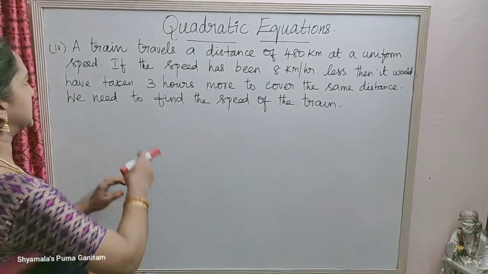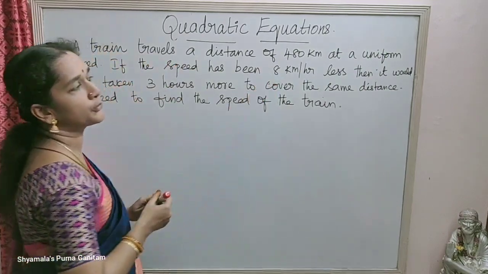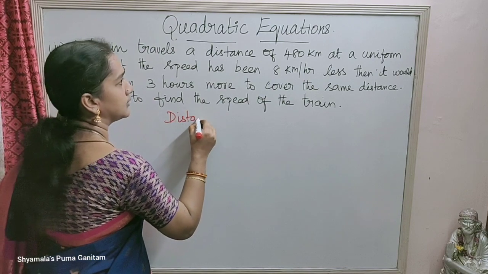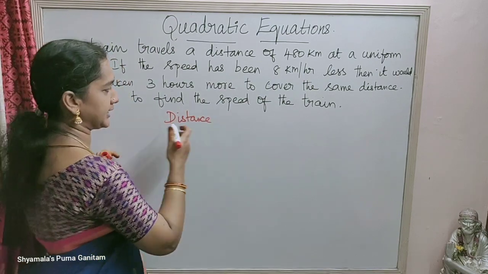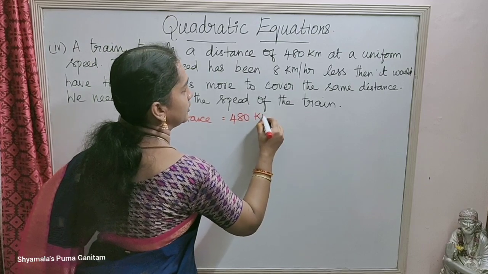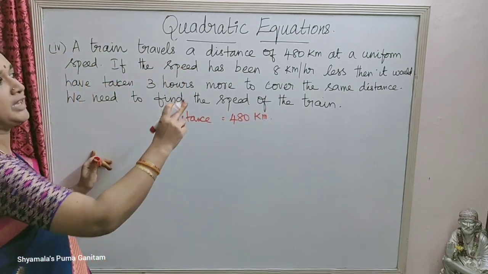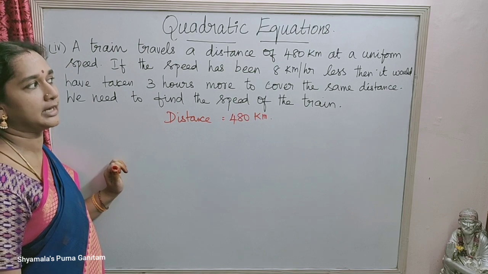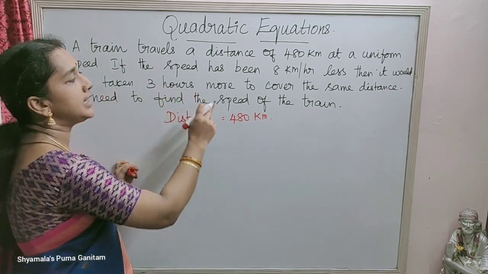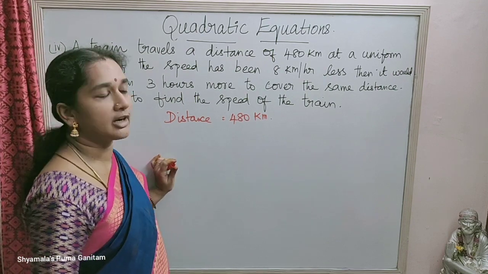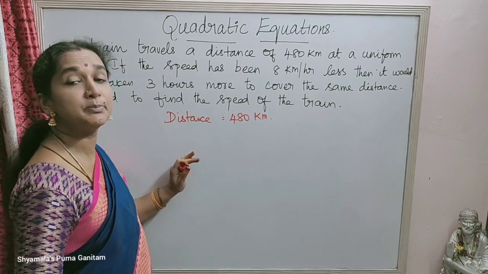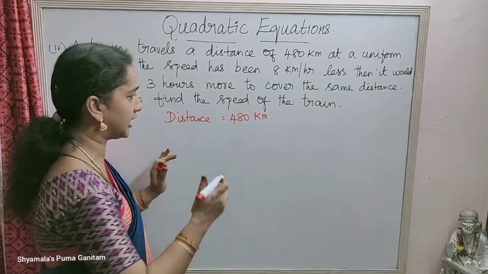Next question is, a train travels a distance of 480 km at a uniform speed. So distance is equal to 480 km. If the speed had been 8 km per hour less, then it would have taken 3 hours more to cover the same distance. We need to find the speed of the train. So, speed is not given.